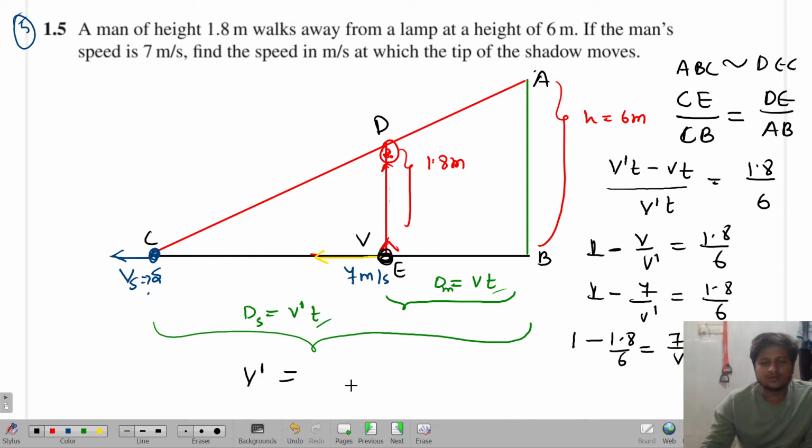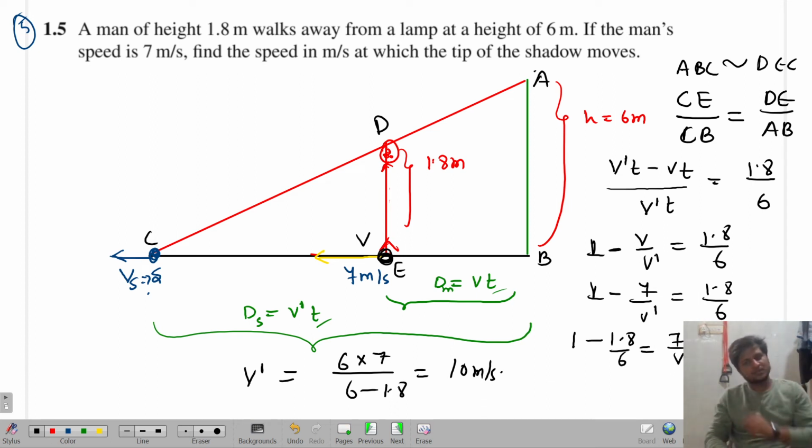Yes, sir. So this will be 6 into 7 divided by 6 minus 1.8. This is going to be equal to how much? 10 meters per second. Got it.